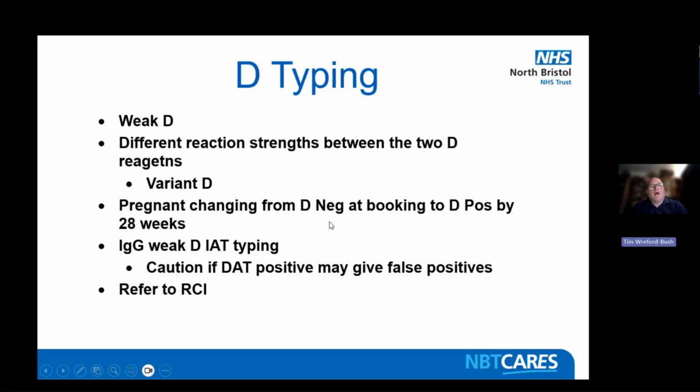So what you can do is IgG weak IAT testing. However, that comes with caution. If you've got a positive DAT, it's going to give you false positives. So they don't recommend that in the guidelines. You have to use really strict criteria, checking, etc., before you actually report the result on that. Again, refer to RCI. We send quite a lot of weak and possible variants to RCI. I haven't got the resources to do that in the lab.